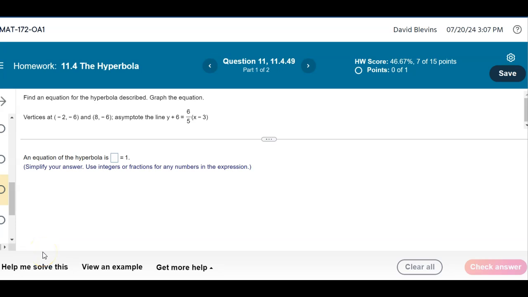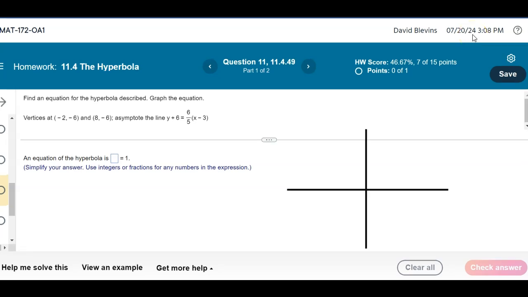Hey everybody, I have a problem where the vertices are given to me and the equation of an asymptote is given to me, and I want to come up with the equation of the hyperbola. What I encourage you to do is plot those vertices first. So -2, -6, and then 8, -6. That'll be over here. Those are the vertices of this hyperbola.